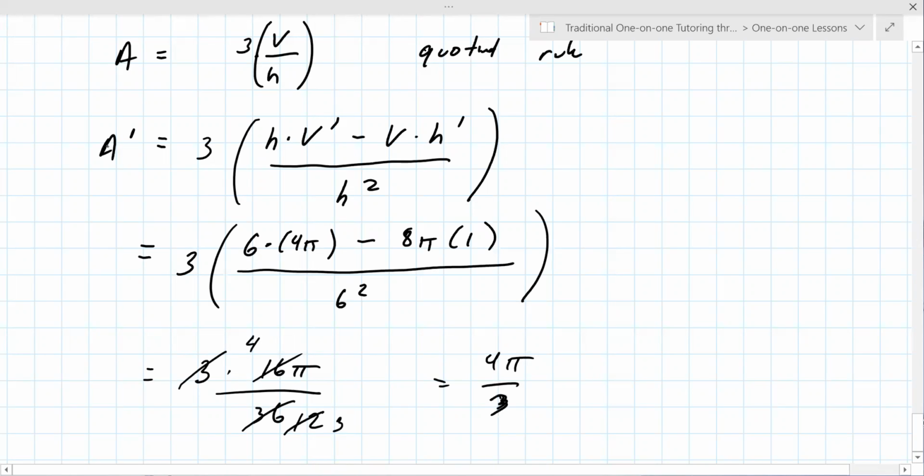But what are the units of area? It's inches squared per second. Got to put the units down. They'll mark you on the AP for sure on that. Okay.